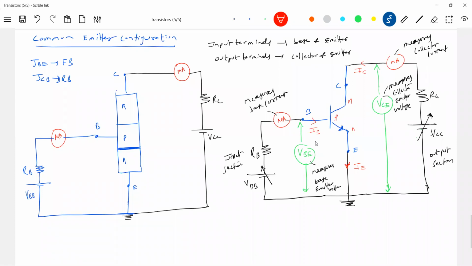I think you can very easily write KVL looking at this. I'm now trying to generate the idea for you. Let's write the loop equation. So here the base emitter voltage will be there, no? VB. Okay, write the loop equation.